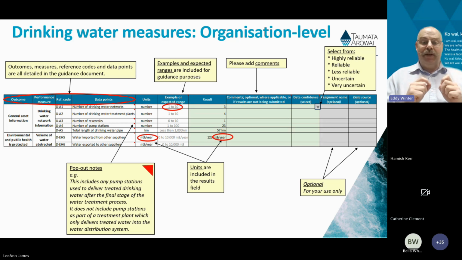Likewise, for the drop-down menus, if we look at the data confidence, there's a little drop-down arrow there. If you click on the drop-down arrow, you can pick from one of those. It's not a free text, so you can't just type something else in there. It has to be select from one of those predetermined choices. There's also an option there to add comments if you want to explain something, and there's an opportunity on each page to add more comments.